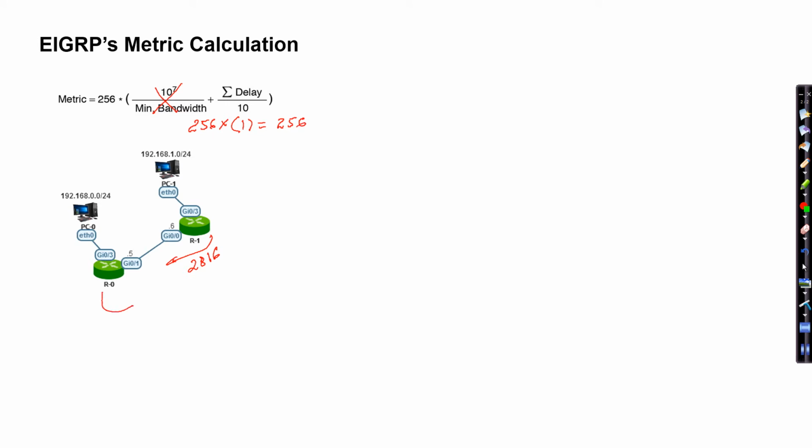So router 0 will add 256 to that total cost. So the final number should be 3072. So let's log into router 0 to verify that number.